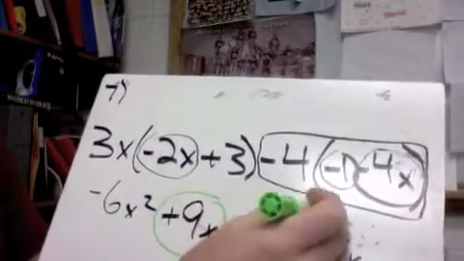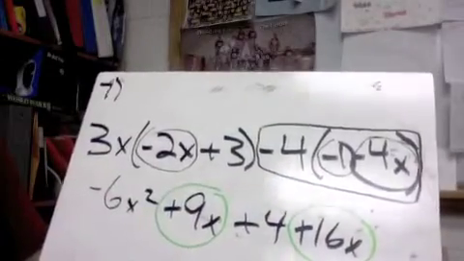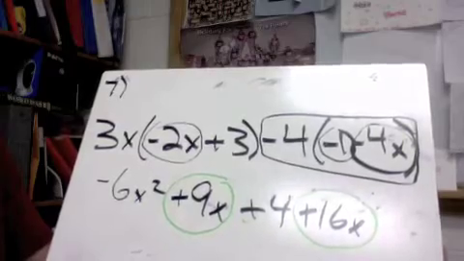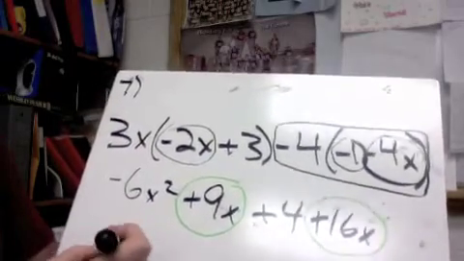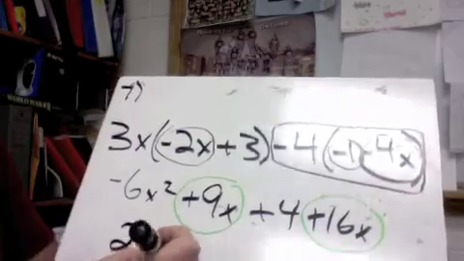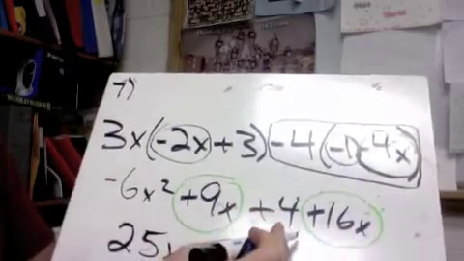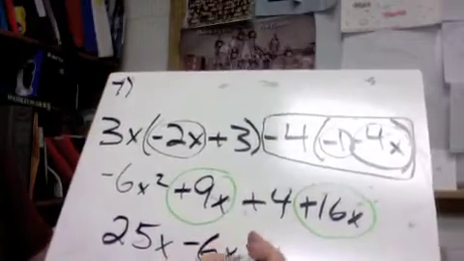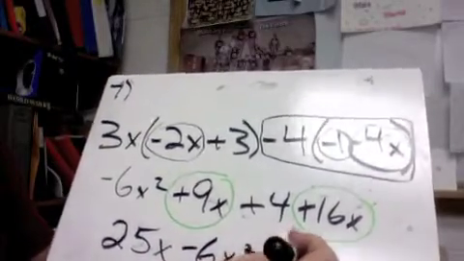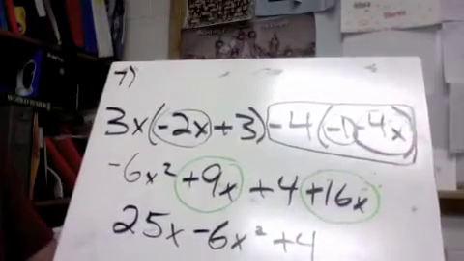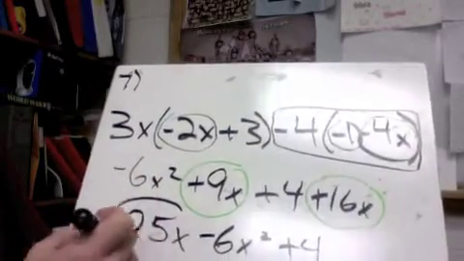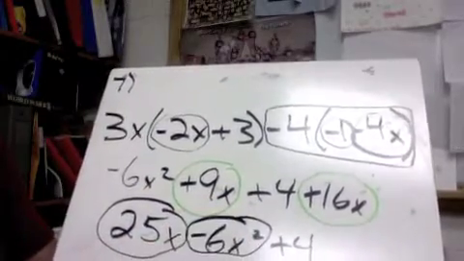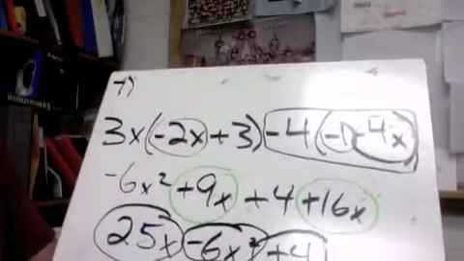I've got this one right here, and I've got this one right here. So if I do 9x plus 16x, let's see, 26, one less, so it'll be 25x. And then x to the second, nothing after it, so I can just put minus 6x to the second. I can also put the plus 4 at the end. It really doesn't matter what order you put this in, as long as you have somewhere in your problem a positive 25x, a negative 6x to the second power, and a positive 4.